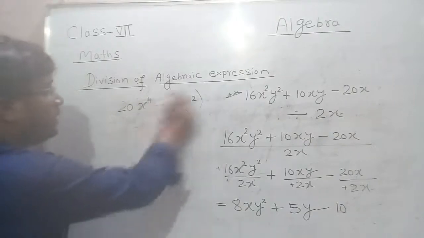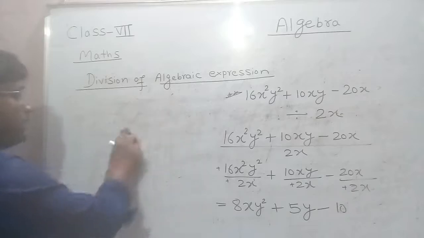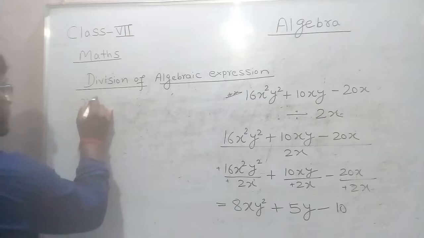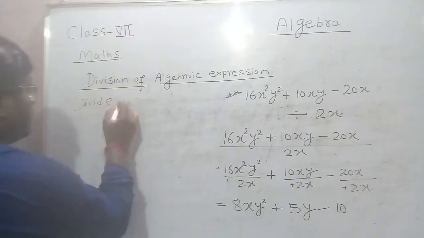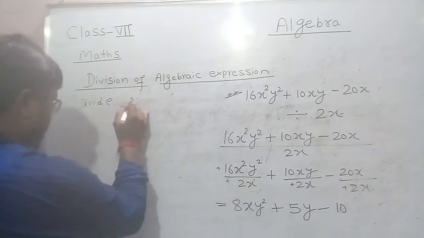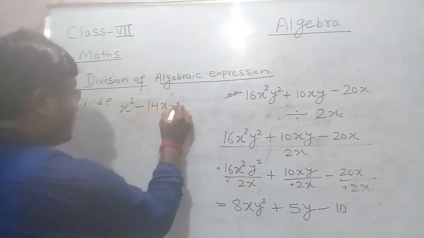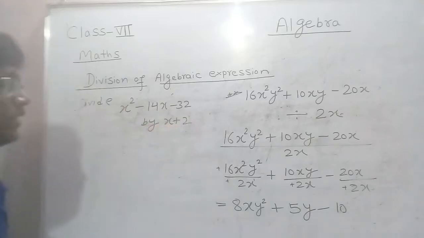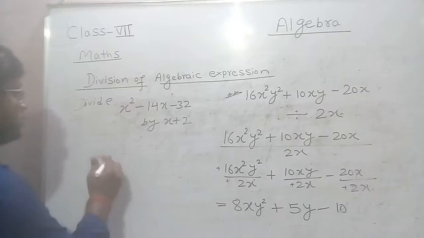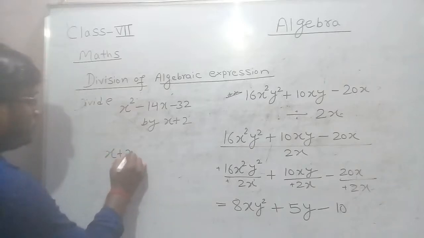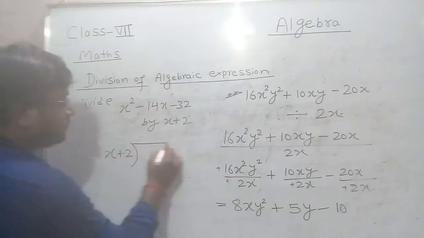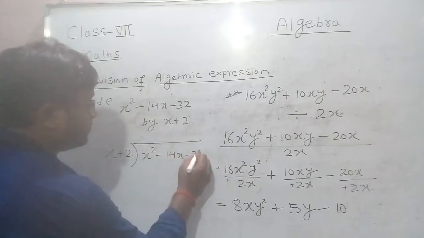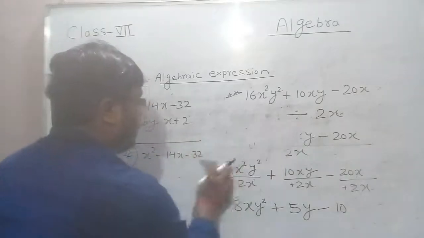First we will take the divisor as, suppose, divide x square minus 14x minus 32 by x plus 2. Okay, so this is the question we have to do. So what is the question here? X plus 2 is going to divide x square minus 14x minus 32. Okay, so now let's divide it.